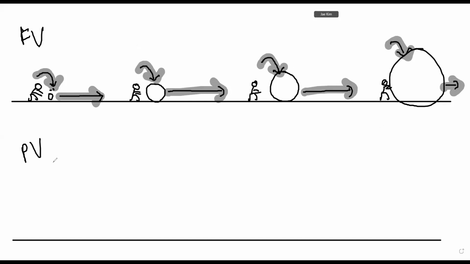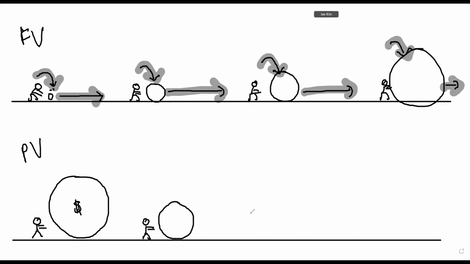For a present value, it's actually the opposite. You have, presently, right now, a big sum. I don't know what that is. But what you're doing in the present value scenario is trying to make that snowball as small as possible until it becomes nothing. What do I mean?